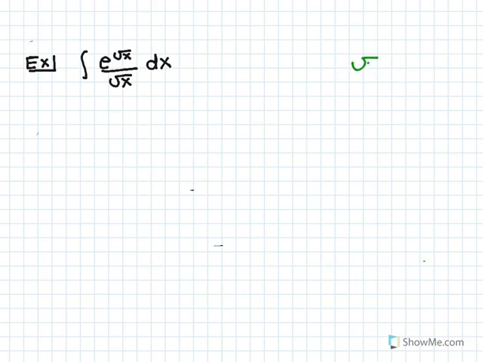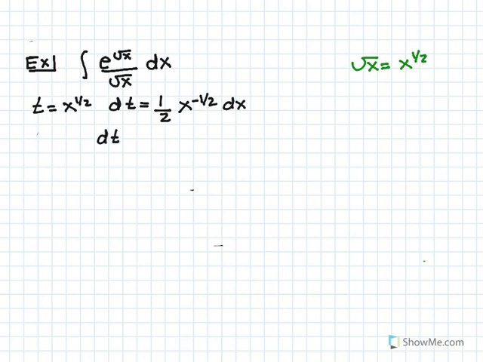All right, let me rewrite that. Root x is equal to x to the 1/2. Okay, so we're going to apply the substitution method. Let t be equal to root x, which is x to the 1/2. Then dt is equal to 1/2 x to the negative 1/2 dx.